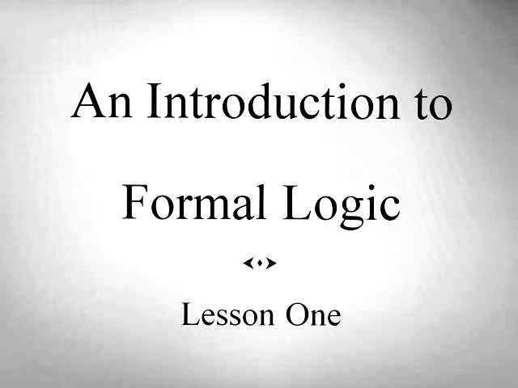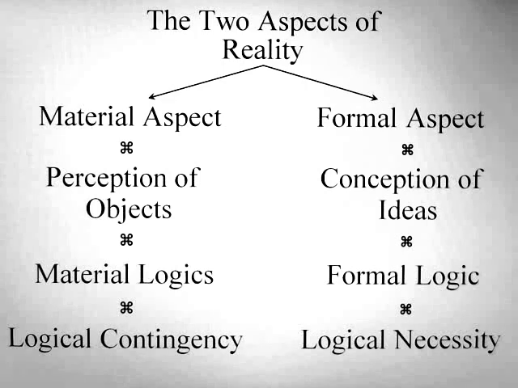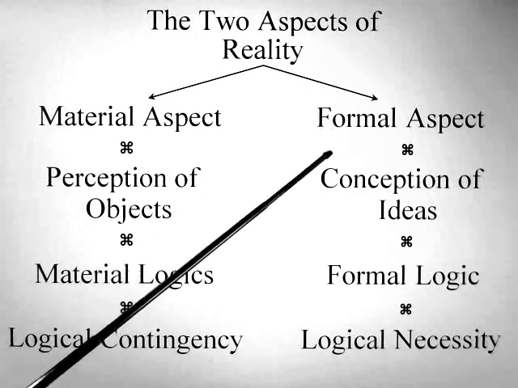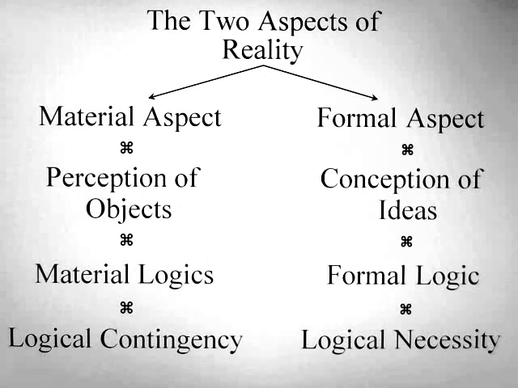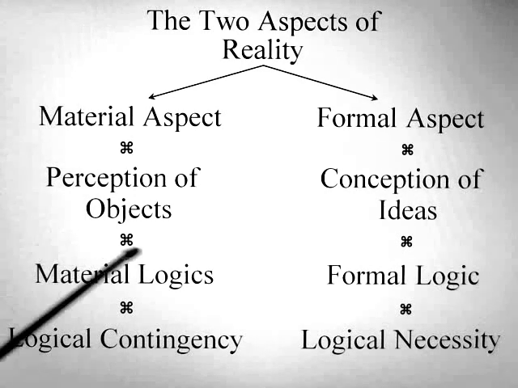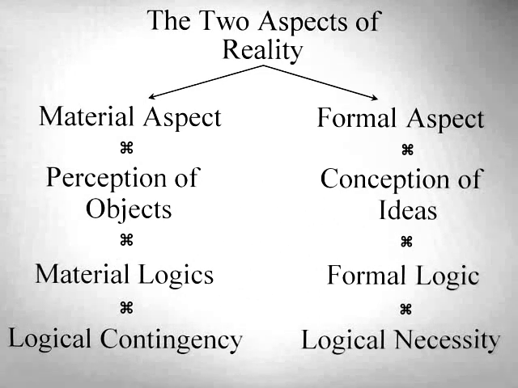Today's video will be an introduction to formal logic, Lesson 1. In order to understand the concept of formal logic, we can place it into the context of the two aspects of reality, the material aspect and the formal aspect. We become aware of the material aspect of reality through the perception of objects. We become aware of the formal aspect of reality through what we call the conception of ideas, which are about the relationships, typically, between the objects.